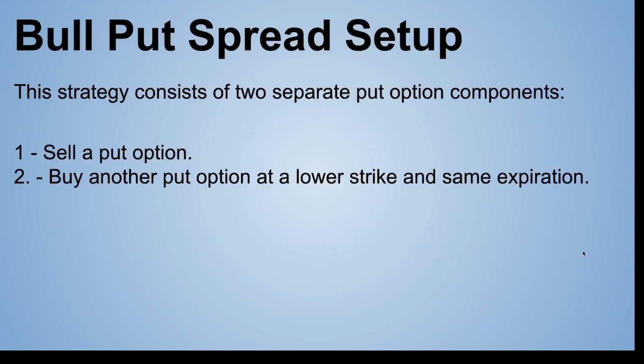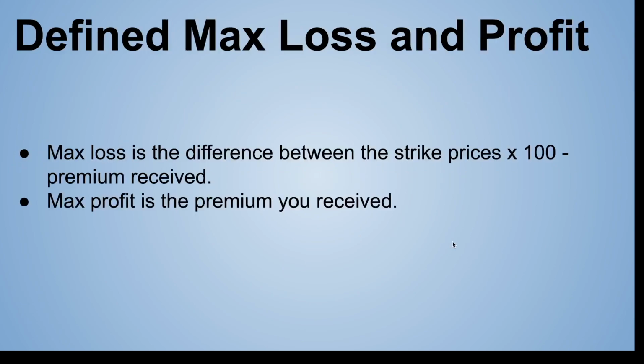So the setup of this trade is pretty simple. It consists of two put contracts. You sell a put option, and then you buy another put option contract at a lower strike at the same expiration. You do this because if the price goes against you and goes down to zero, your max loss is defined because you have that contract that you bought that recovers that difference. If you're assigned on your short contract, you would exercise your long contract to buy the shares at that price, or to force someone to sell you those shares at that price.